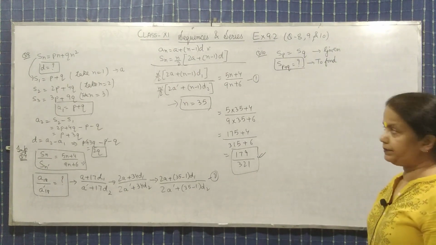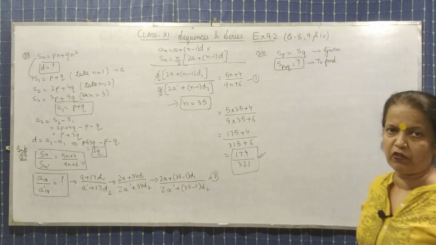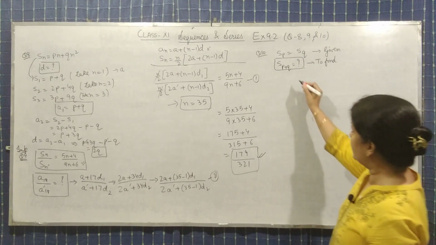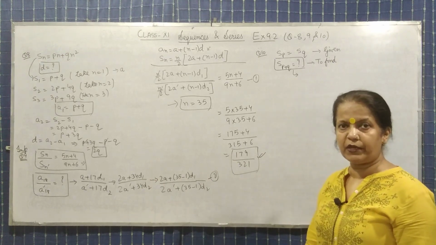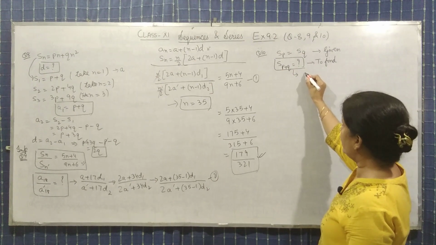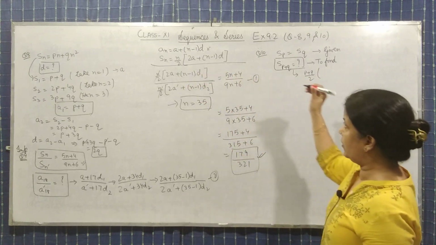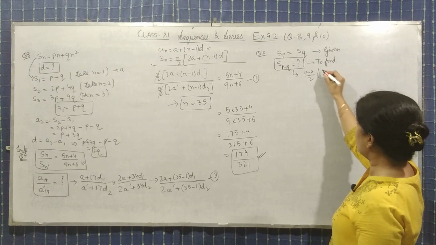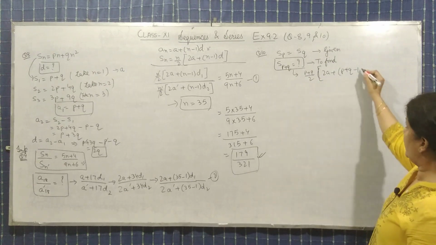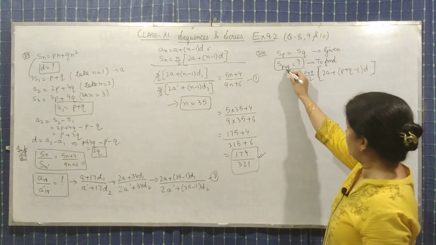Come to the 10th question. The sum of p terms equals the sum of q terms, and you have to find the sum of p plus q terms. Let us elaborate on this a little. Sum of p plus q terms: how can we write it? This part, (p+q)/2, instead of n, p plus q, and 2a plus (p+q minus 1)d. We can write it like this. So this value we have to find out.